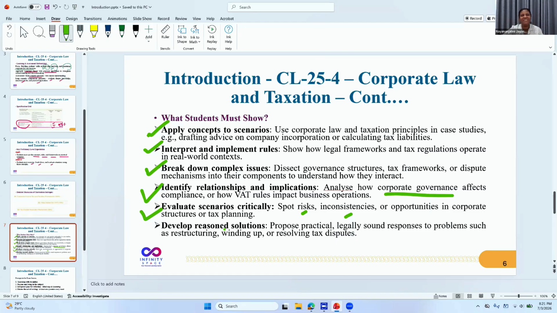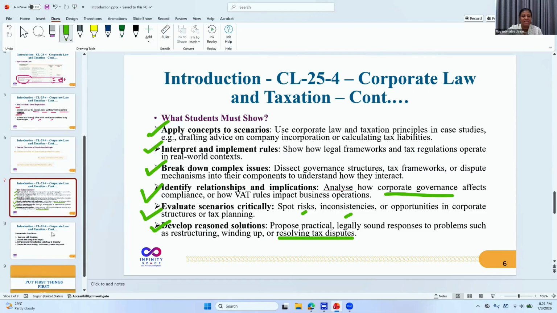And develop reasoned solutions. That means logical solutions should be there, not just vague solutions. In that, propose practical, ethical, legal solutions. And for resolving tax disputes, it's not for tax evasion; you have to go from a tax planning perspective. This is from the students' perspective. Your answer should be ethical and compliant.